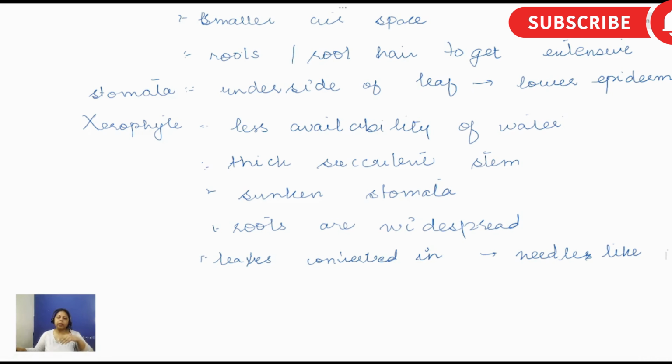Whenever they ask you a question about adaptation, you have to give the structure. And if they ask how they're adapted to survive in a certain environment, then you have to tell why these characteristics are present. Why do they have a thick succulent stem? To store water. Why sunken stomata? To prevent the evaporation of water by transpiration. Why are the roots widespread? So that they can get water from the surroundings. Why are the leaves converted into needle-like? If there are no leaves there won't be any stomata, simple, so there would be less evaporation.